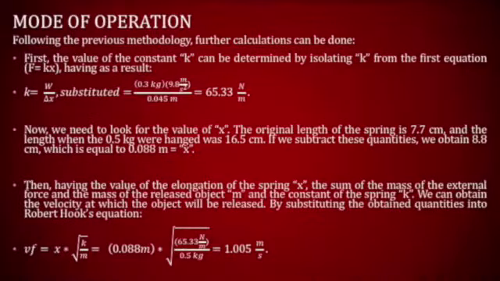Following the previous methodology, further calculations can be done. First, the value of the constant K can be determined by attaching the spring to any horizontal surface and hanging a weight from it. After locating the weight W, just measure how much the spring is stretched with respect to its original length and name this stretch change in X. Now you need to isolate K from the first equation, which is F equals K times X, and simply divide the weight of the mass attached by the change in X, and the result will be the constant K of that specific spring. K equals W, which is weight, over the change in X, which is the change of stretching.